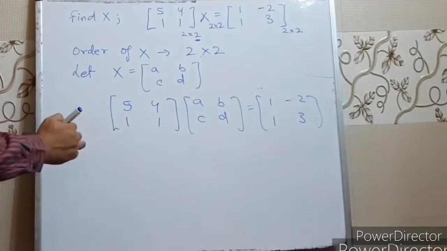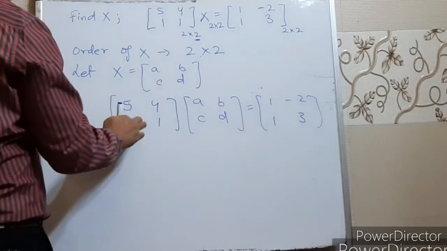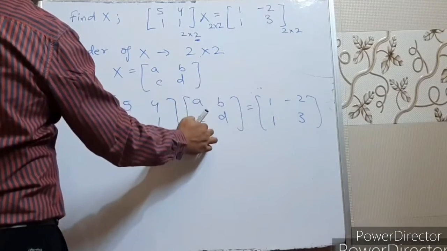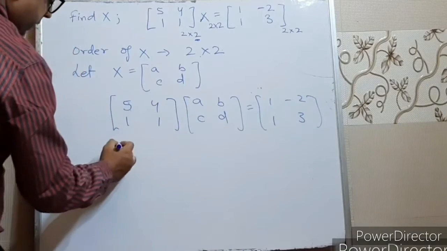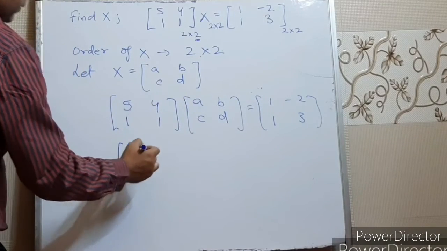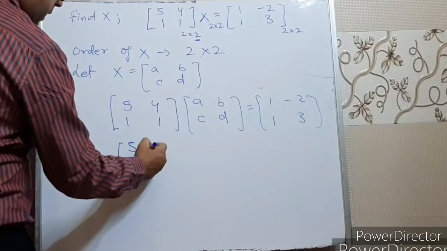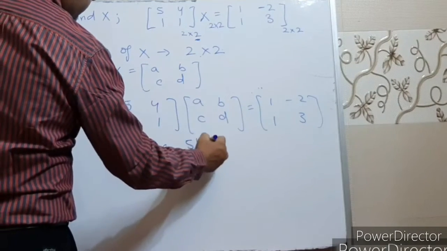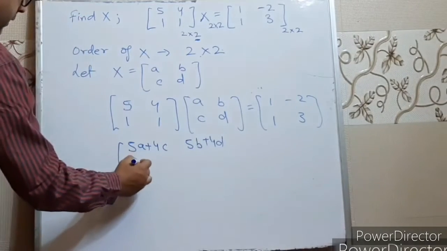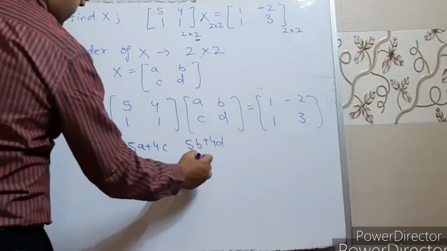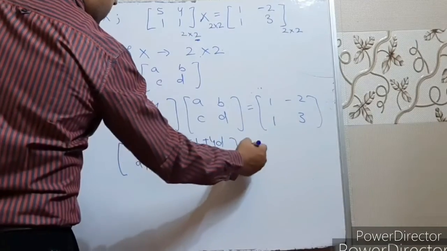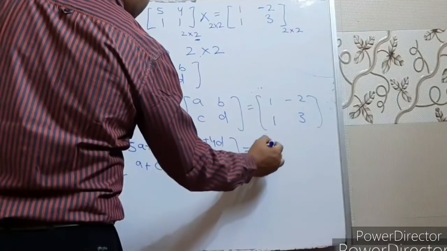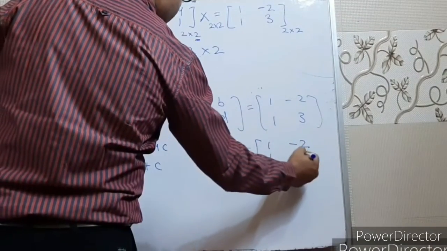Now, when you do the multiplication, you know children how to multiply row by column. So first row times first column, 5 into A, what will we get? 5A, right? 4 into C, plus 4C. Similarly, first row, second column, what will we get? 5B plus 4D. Then here we'll get A plus C. Then here we'll get B plus D. All these terms, this matrix will become equal to the product matrix, which is given as [1, -2; 1, 3].